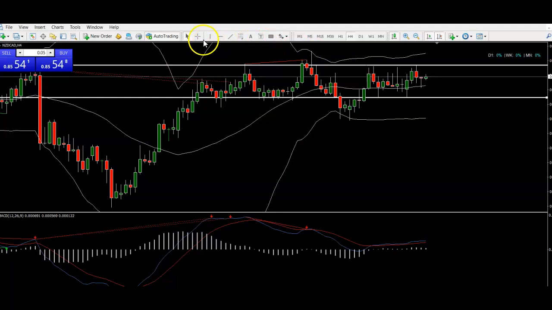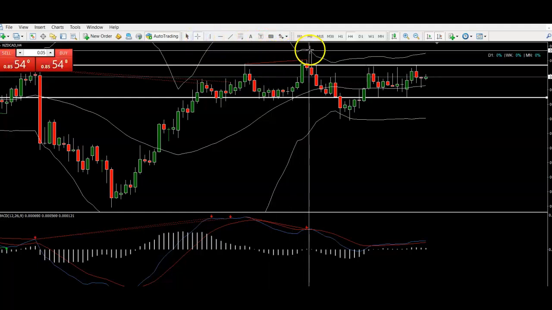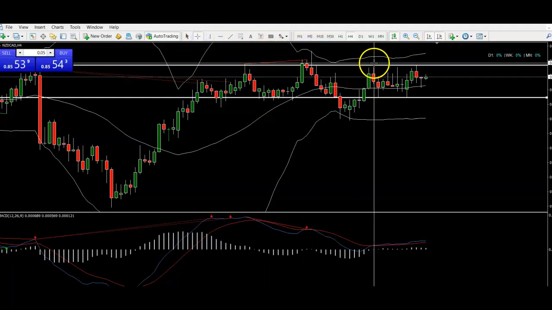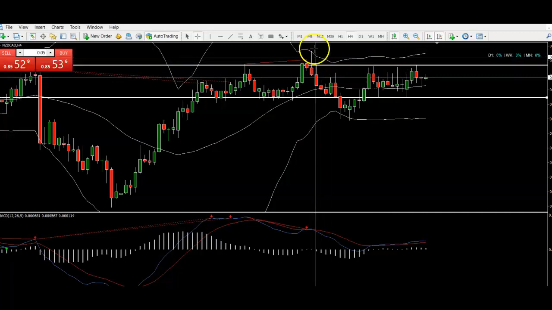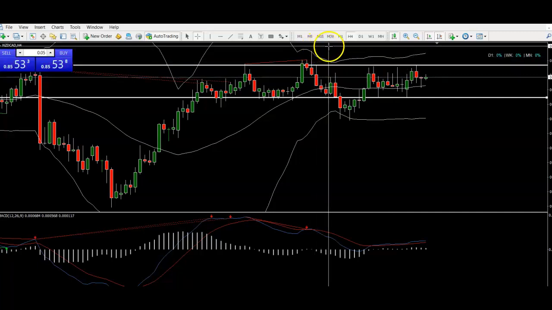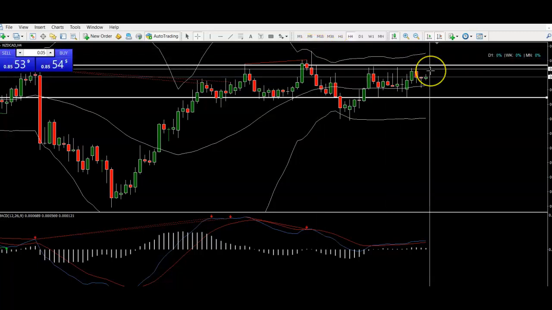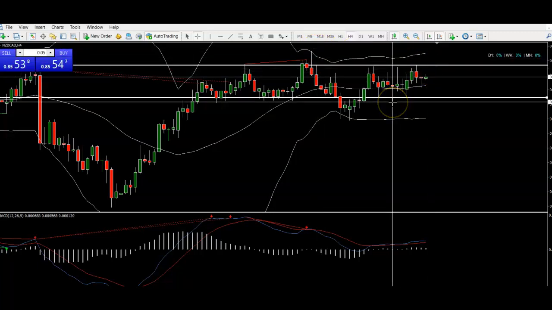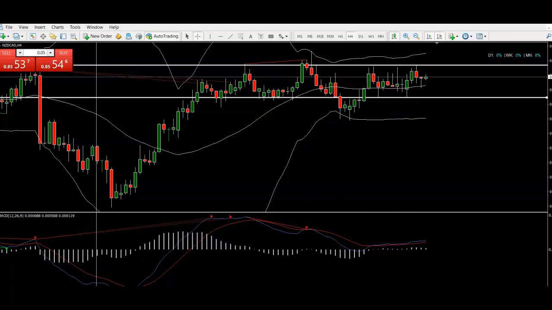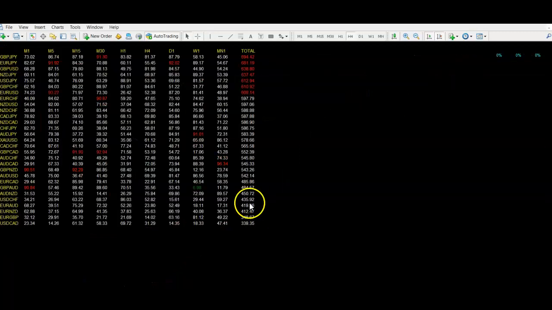Stop loss will be above the highest high, which is here. I won't put my stop loss just above these highs because that's easily stop hunted. I will put my stop above this high, so I know if price goes above here, the trade's not going to work. That's solely based on the stochastic dashboard. So that's a nice trading opportunity on the Kiwi CAD for the session ahead.